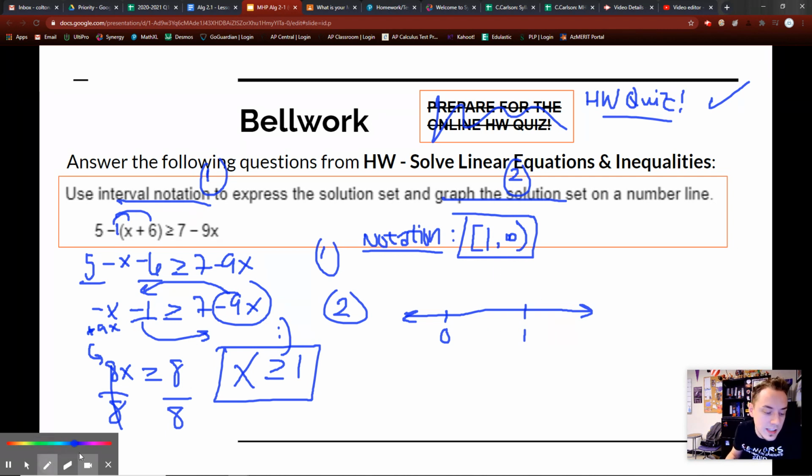Let's see if it checks out with my graph here. Since this is greater than or equal to, I'm going to put a closed dot here. Sometimes on Math Excel, you'll see a kind of bracket. That's what we had here, right? Yeah, we had a bracket.